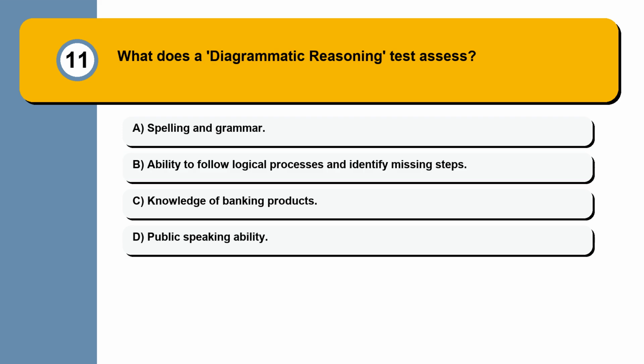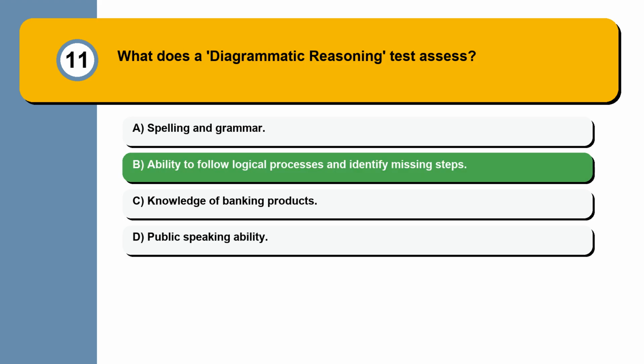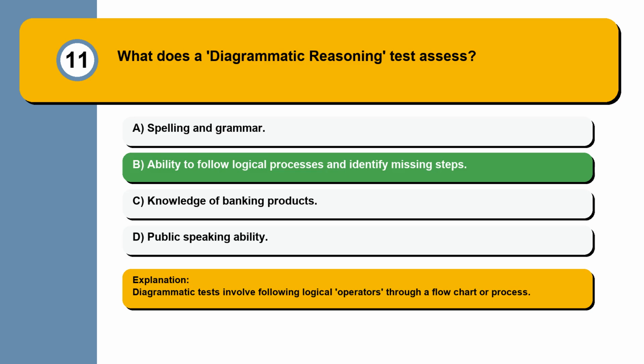Question 11. What does a diagrammatic reasoning test assess? Spelling and grammar, ability to follow logical processes and identify missing steps, knowledge of banking products, public speaking ability. Diagrammatic tests involve following logical operators through a flow chart or process.